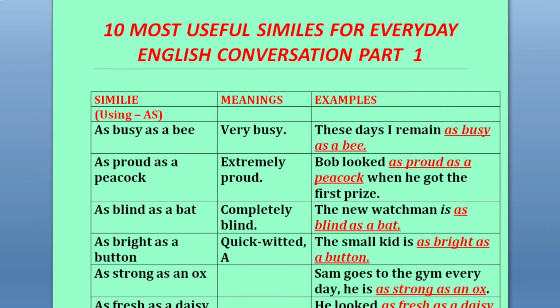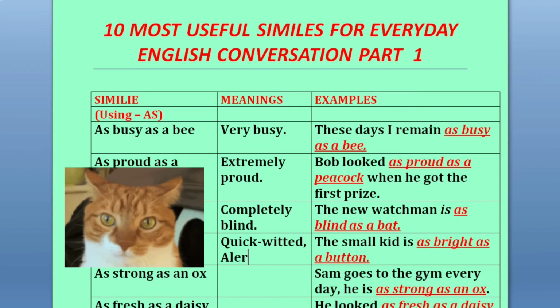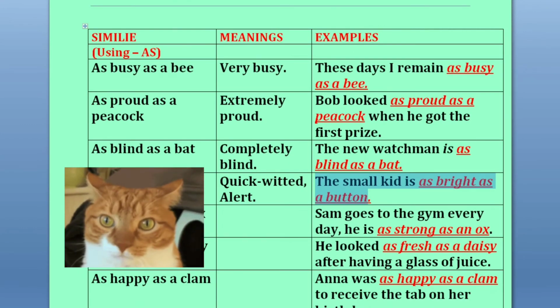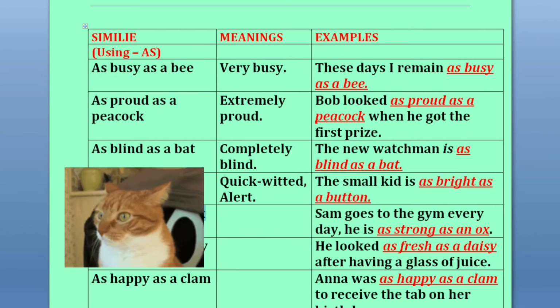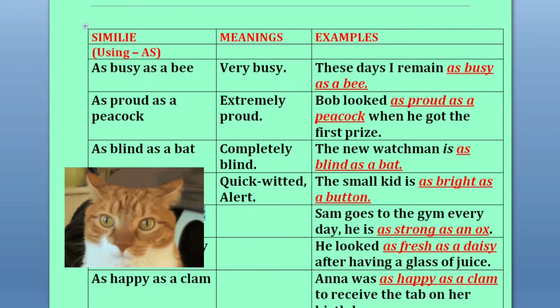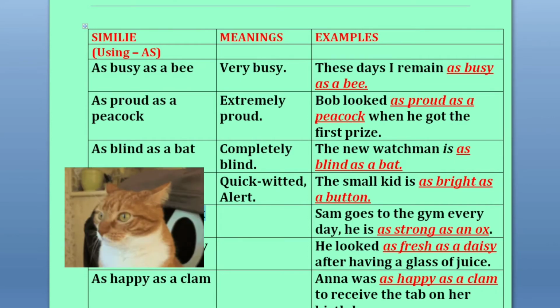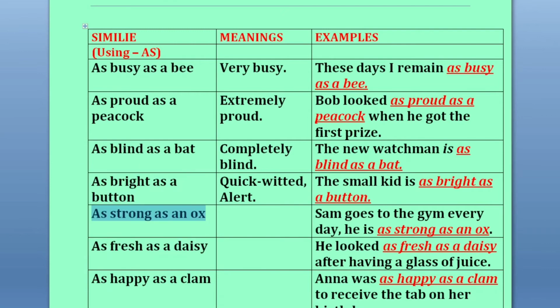So as I have already given the example on your screen, let me read it out. The small kid is as bright, yes, as a button, right? That means the small kid is quite alert and sharp, right? The small kid is as bright as a button. That's the way you can use this beautiful simile, right?